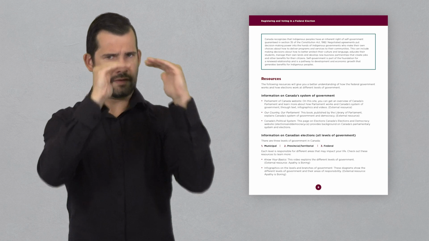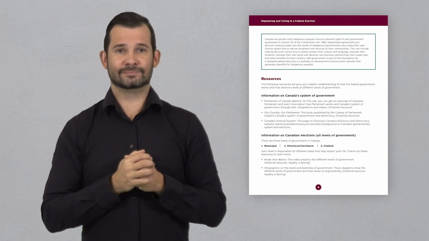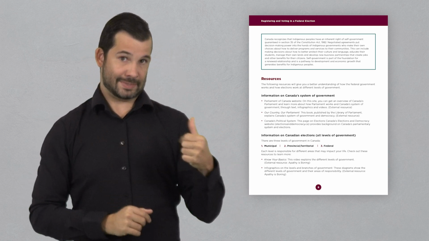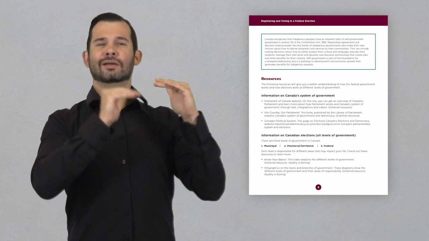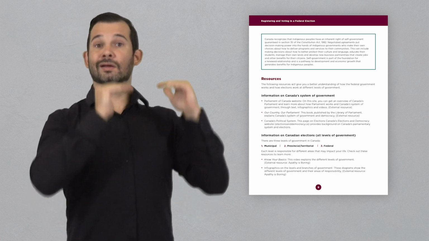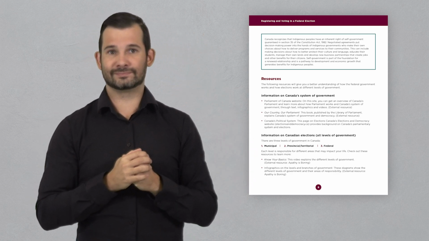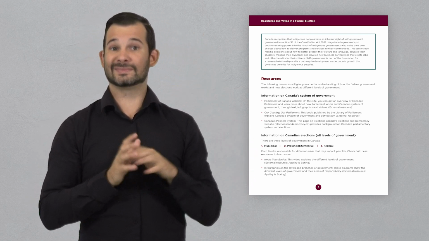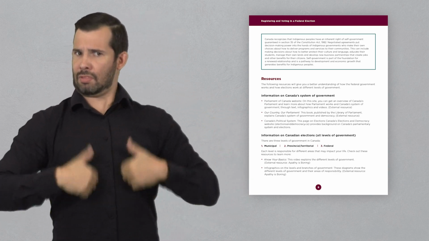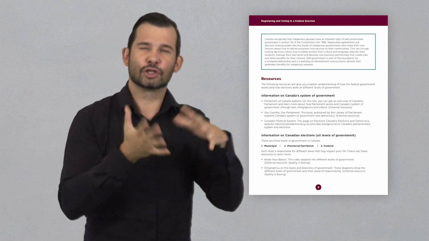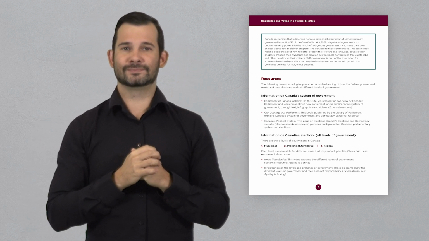Information on Canadian elections. All levels of government. There are 3 levels of government in Canada. 1. Municipal. 2. Provincial or territorial. 3. Federal. Each level is responsible for different areas that may impact your life. Check out these resources to learn more.